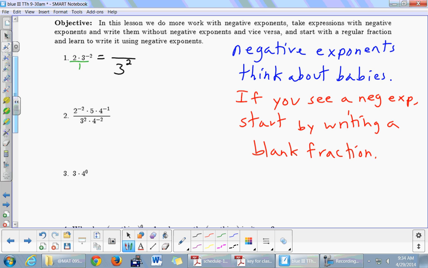It is very tempting and very wrong to put the 2 downstairs. The 2 has no exponent on it that we can see, right? There's an invisible 1 on the 2. But exponents are very weak. And they don't have nearly as much reach as a lot of people think they have. So that 2 stays exactly where it is. It is unaffected by that exponent. So what do we do with the 2?